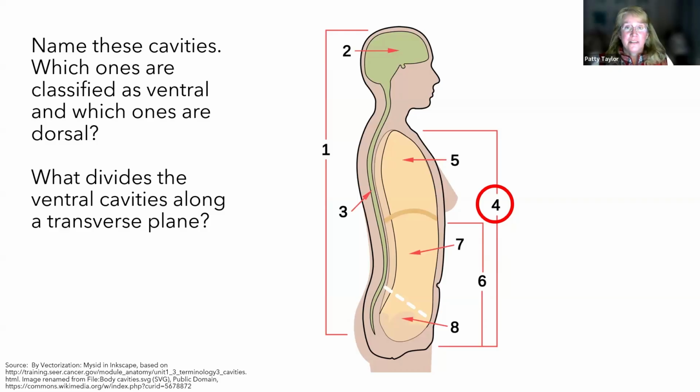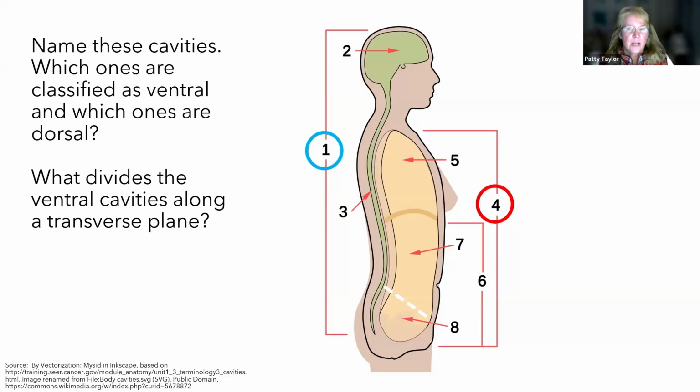Which cavity here is the dorsal cavity? That's number 1. So number 1 is dorsal. It houses 2, the brain, which is in the cranial cavity, and 3, the spinal or vertebral cavity, which houses the spinal cord.